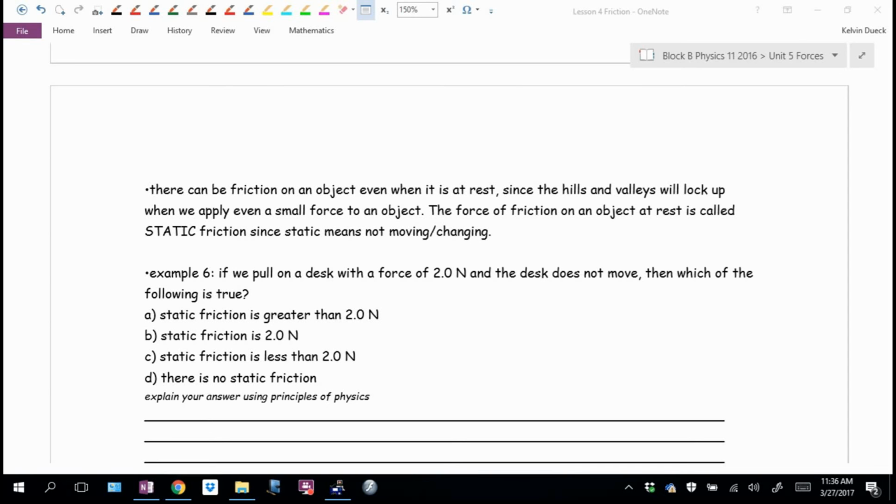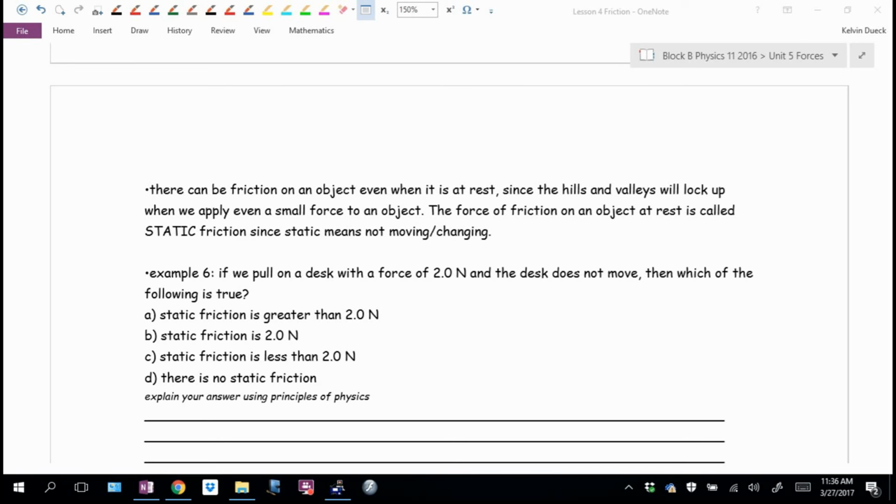Static means not moving or changing. So here's our thought experiment. Suppose I pull on a desk with a force of 2 newtons, and the desk does not move. Which of the following is true? A, static friction is bigger than 2 newtons. B, static friction is exactly 2 newtons. C, static friction is less than 2 newtons. Or D, there is no static friction. We get to vote again. Hold your hand up.